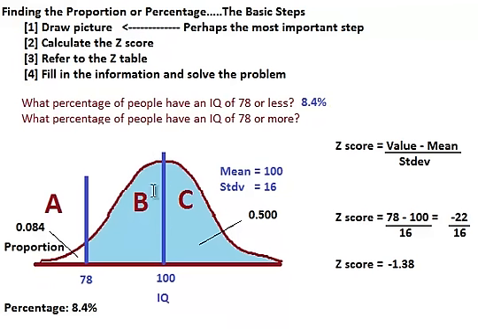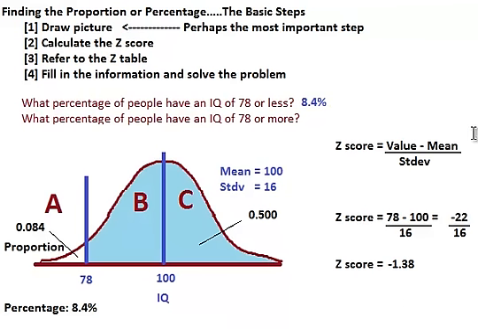I have C, I just need to find out B. And area B corresponds to the area between the mean and Z. Okay, and what value am I working with? Because we need to move on to step 2, calculate the z-score. I'm working with the 78.